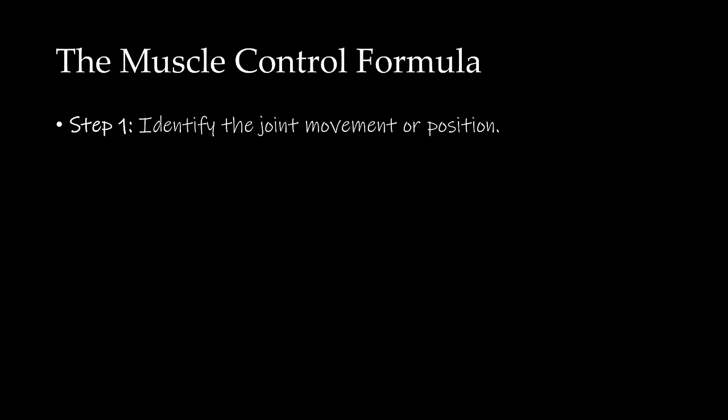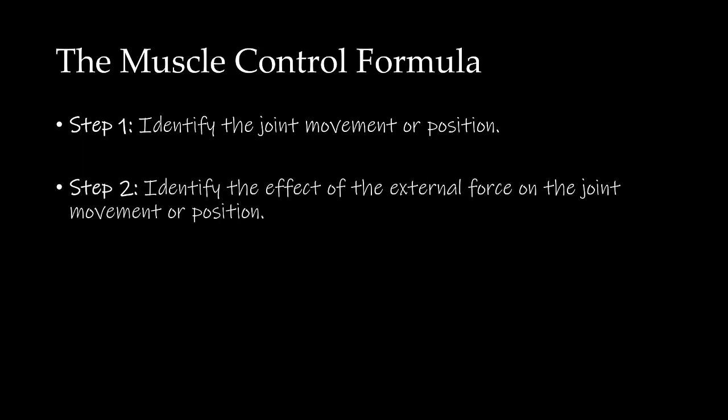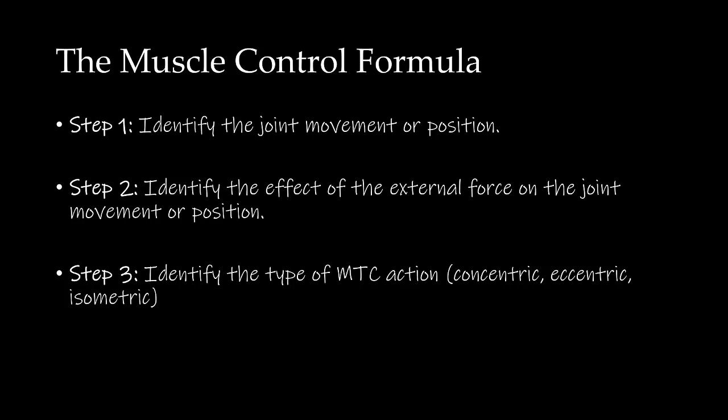So let's review what we went over in this video. First, in step 1, we have to identify the joint movement or position. In this case, we identified a joint position, which was an abducted position. Next, we have to identify the effect of the external force on the joint movement or position. And here we said gravity, being the external force, wants to adduct the joint. Third, we have to identify the type of MTC action, be it concentric, eccentric, or isometric. And since the joint position is being held, we conclude that this was an isometric MTC action.